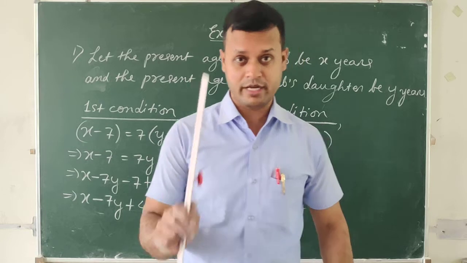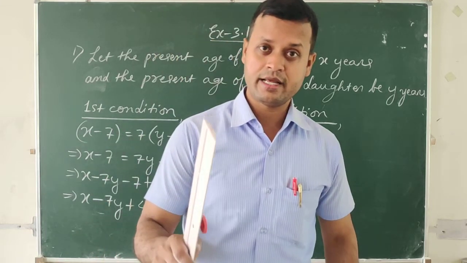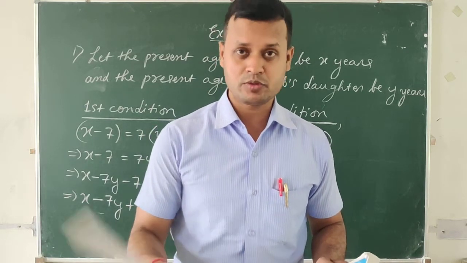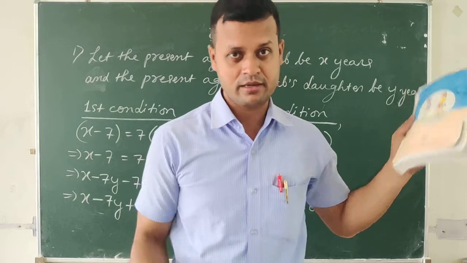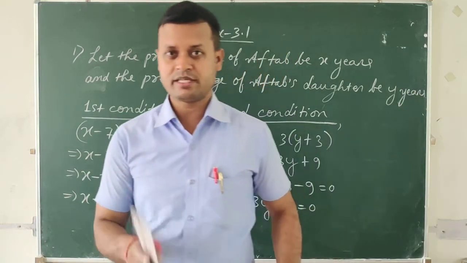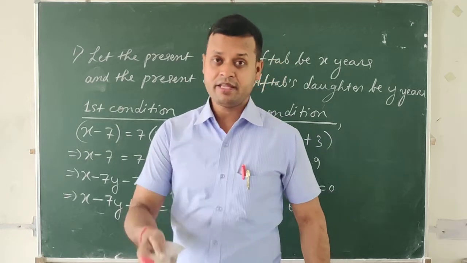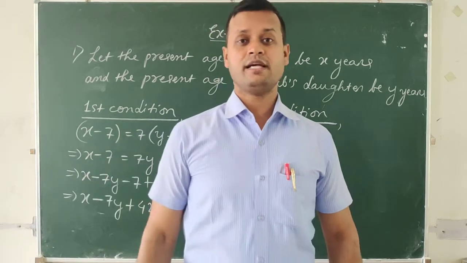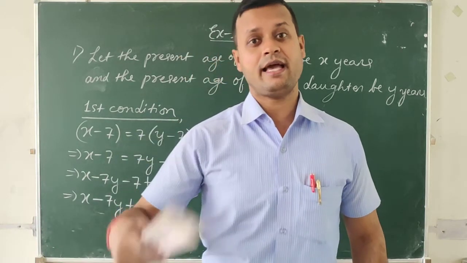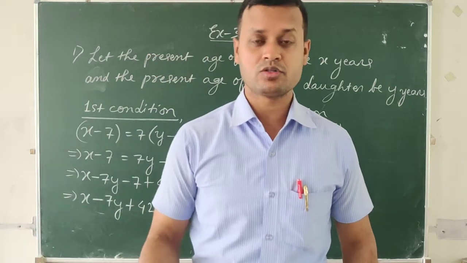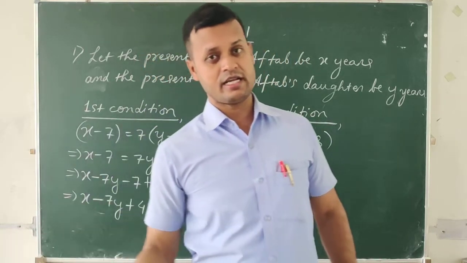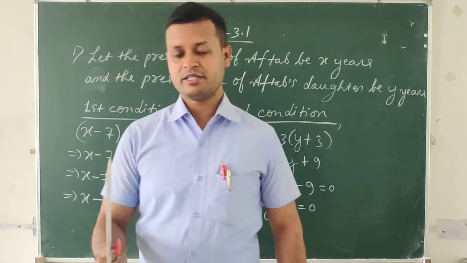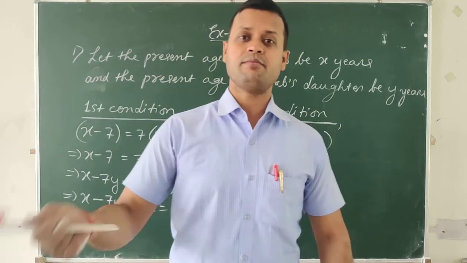Students listen carefully. Aftab is saying to his daughter that 7 years before present, if your present age is suppose 14 or 15, what will be your age before 7 years? Minus 7. Understood? So 7 years ago, that means before 7 years, my age was 7 times as old as yours. And 3 years from now, that means after 3 years, my age will be 3 times of your age.